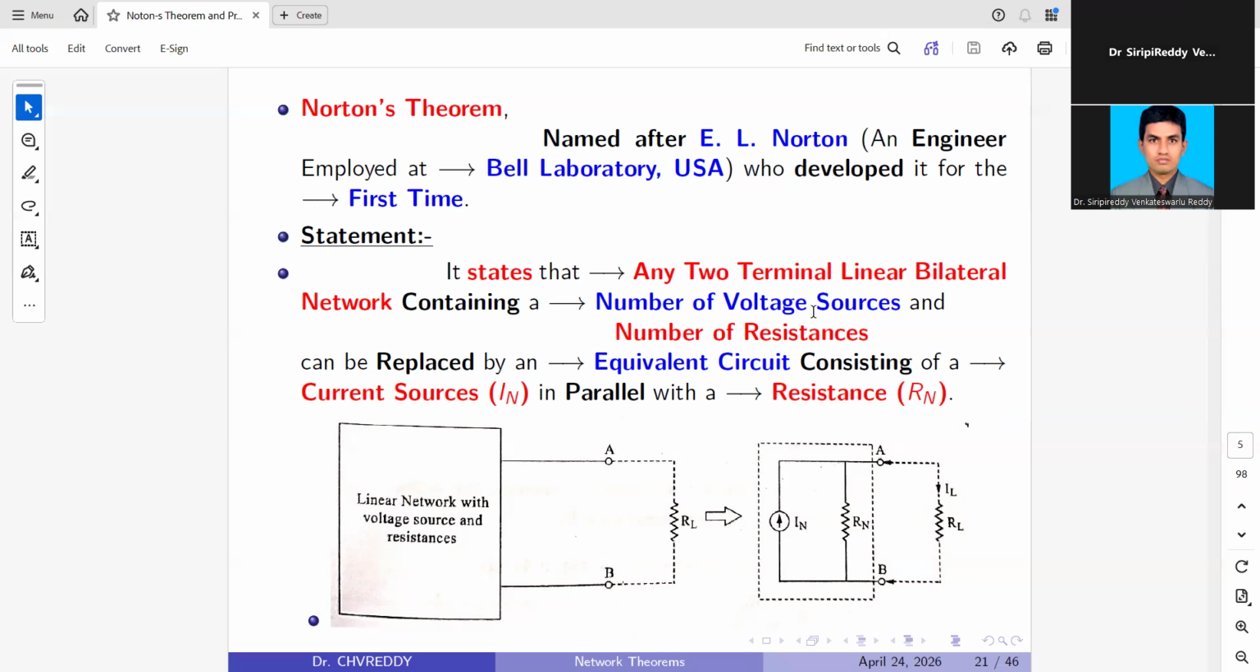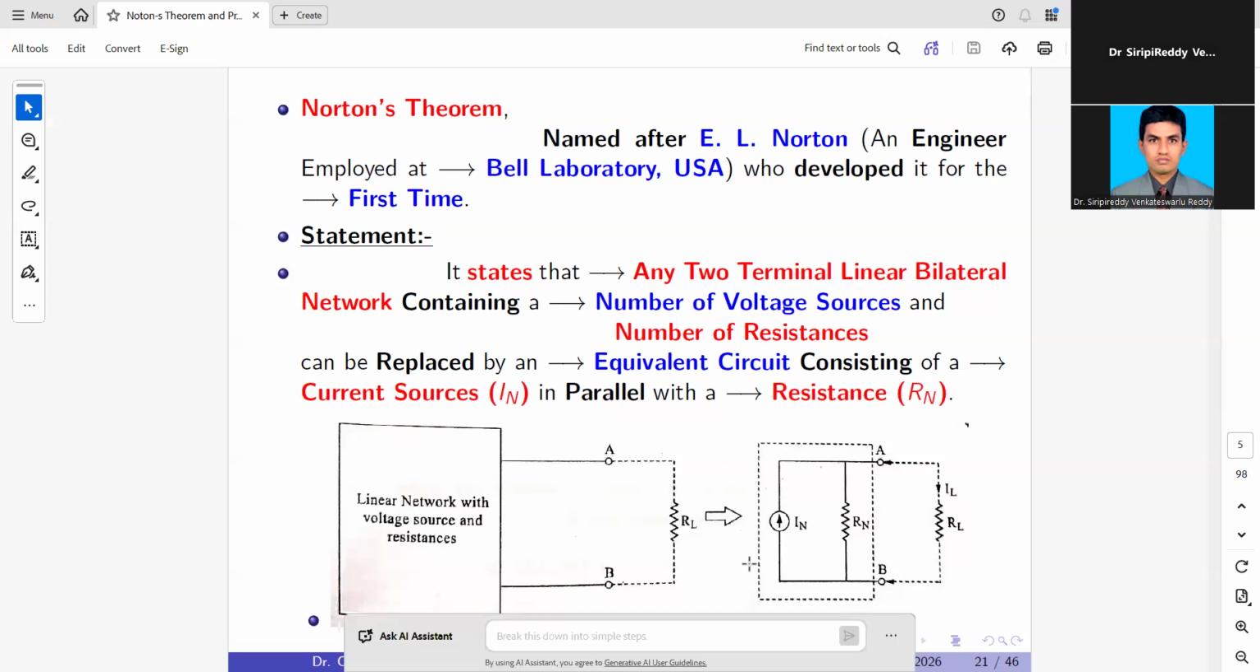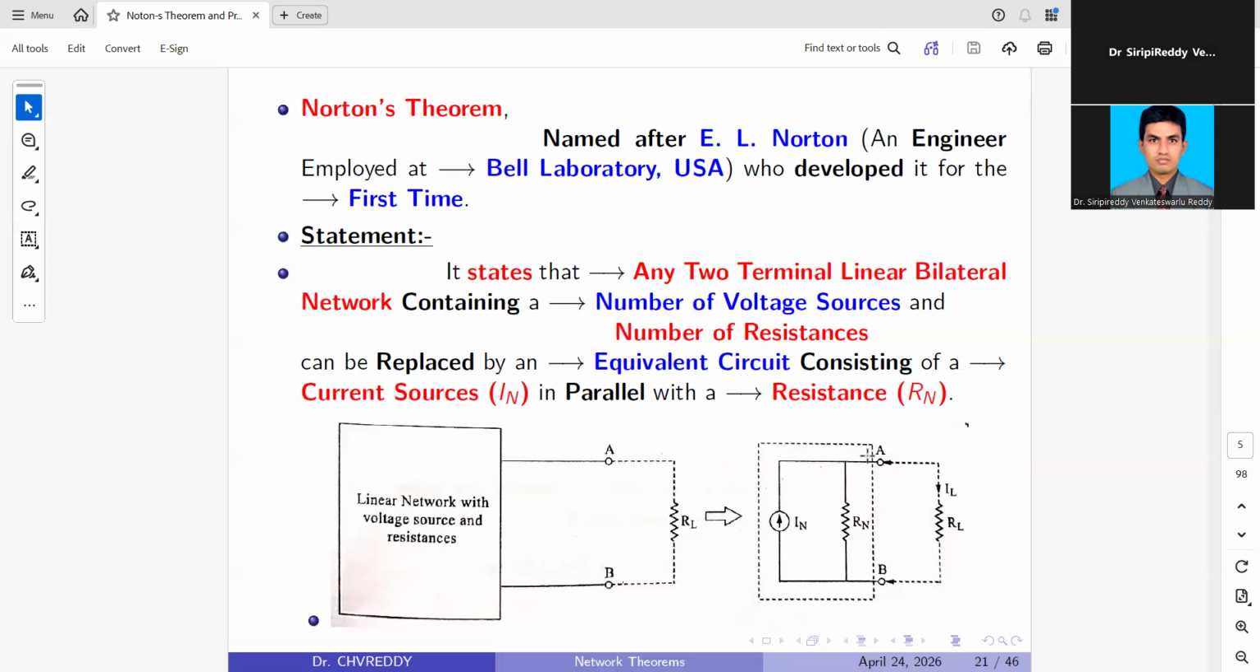Those voltage sources and resistors can be replaced by a single equivalent circuit. So this is the single equivalent circuit, consisting of a Norton's current in parallel with the Norton's resistance. So this is the statement of Norton's theorem.